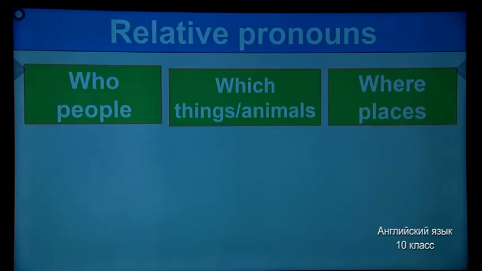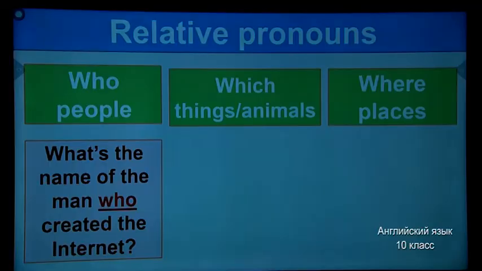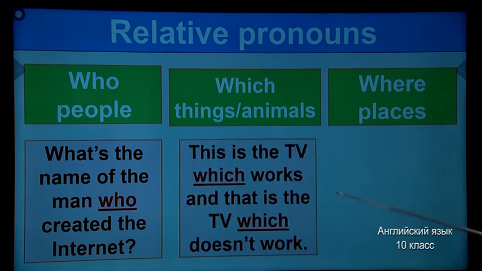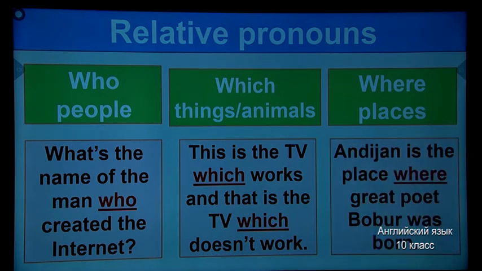So, relative pronouns. You discussed it with your teachers. Let's revise one more time. We use who for people. Example. What is the name of the man who created the internet? Which for things and animals. This is a TV which works, and that is a TV which doesn't work. And where for places. Andijan is the place where the great poet Babur was born.